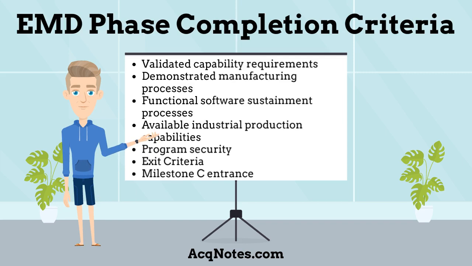What are the completion criteria for the engineering and manufacturing development phase? The completion of the EMD phase is determined when the system design is stable and meets all its requirements, programmatic objectives, and the defined exit criteria have been achieved.